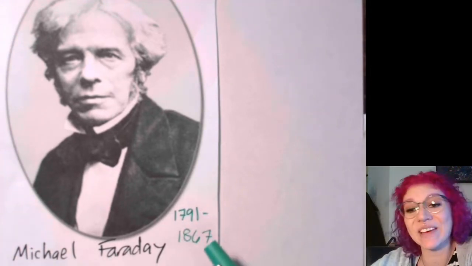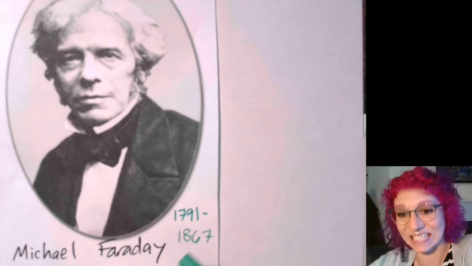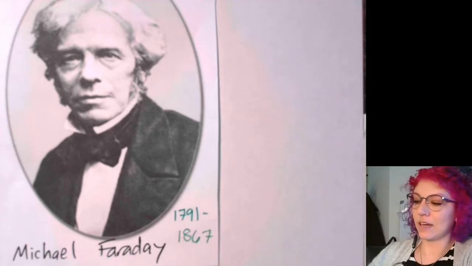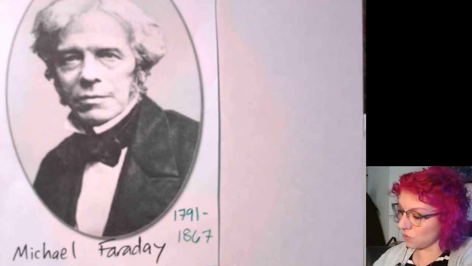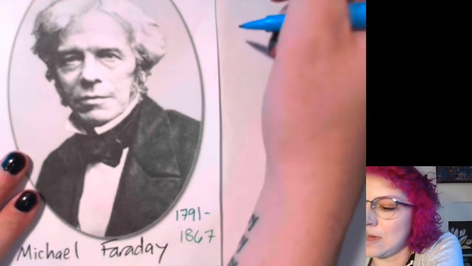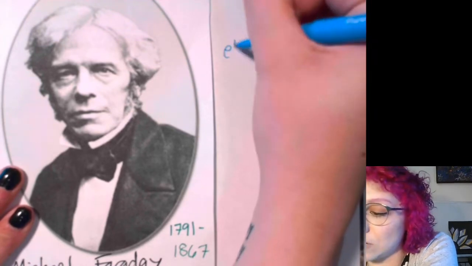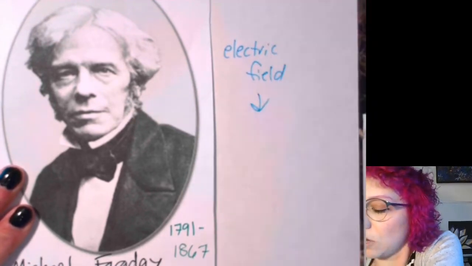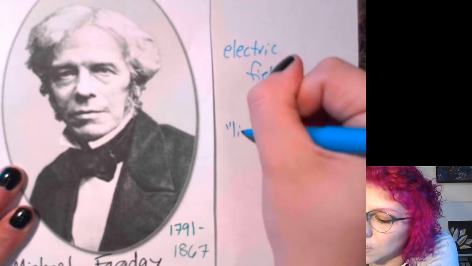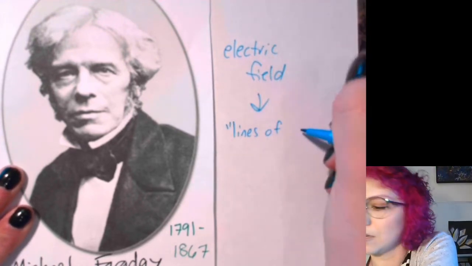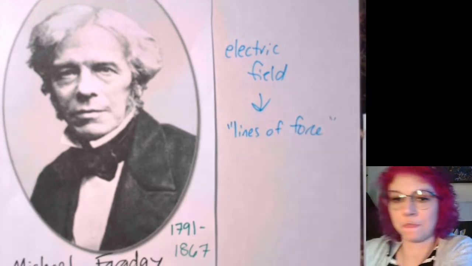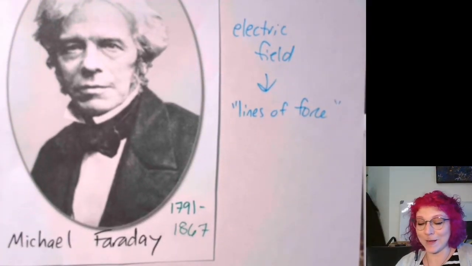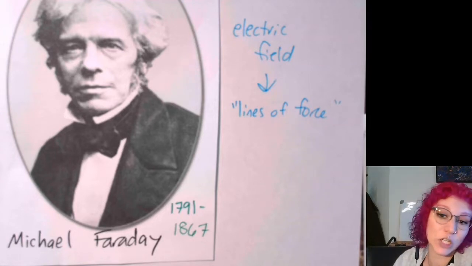He lived from 1791 to 1867. And Michael Faraday is the one who named, he actually really discovered the electric field. He called them lines of force. Michael Faraday actually grew up as a bookbinder apprentice.